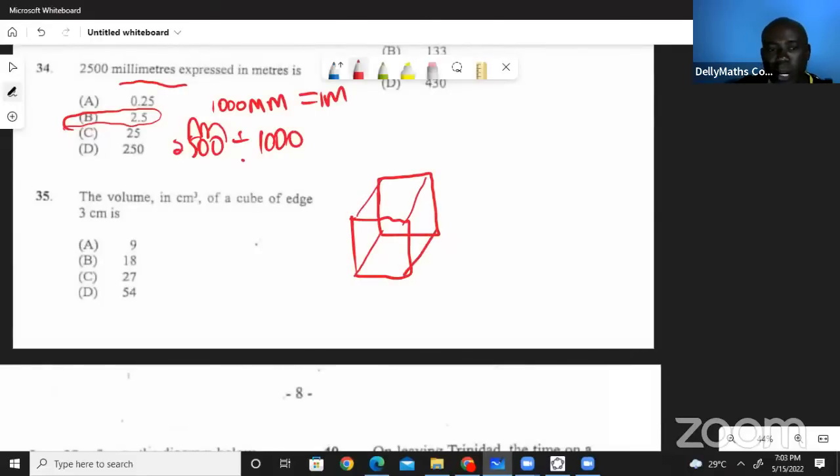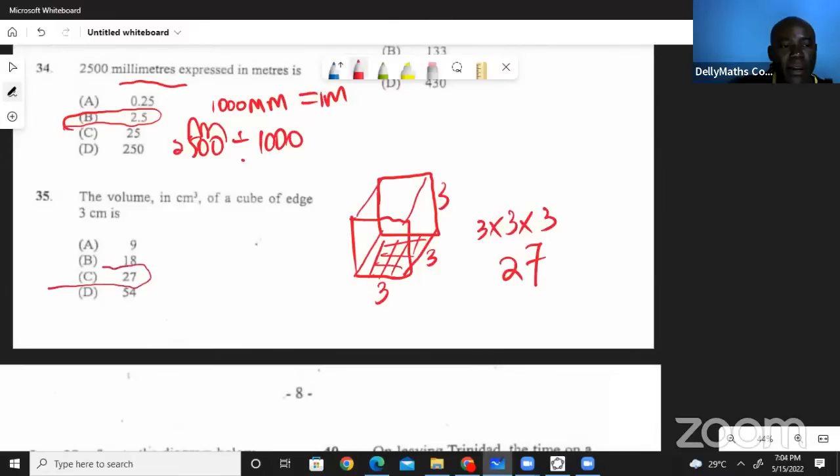That's our little cube there. So this is 3, this is 3, this is 3. So the volume is going to be multiplying all of those, the area of the base times that. So it's 3 times 3 times 3, and we definitely will get 27. So the volume is 27.